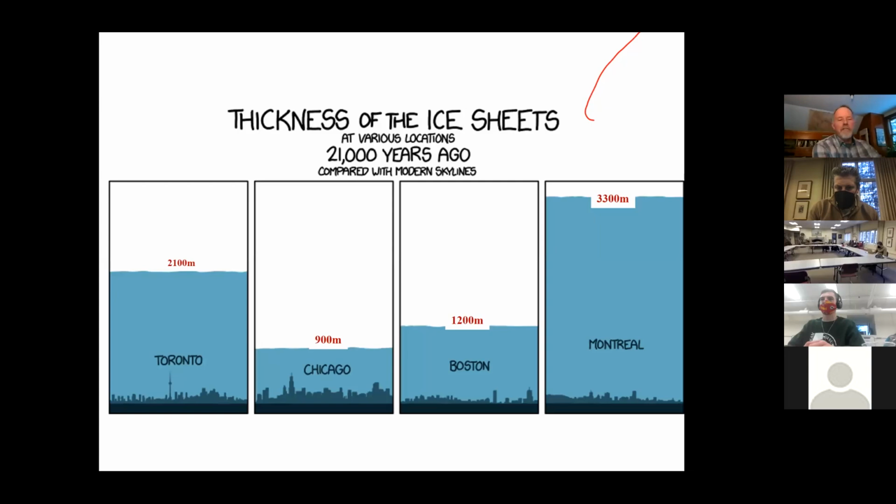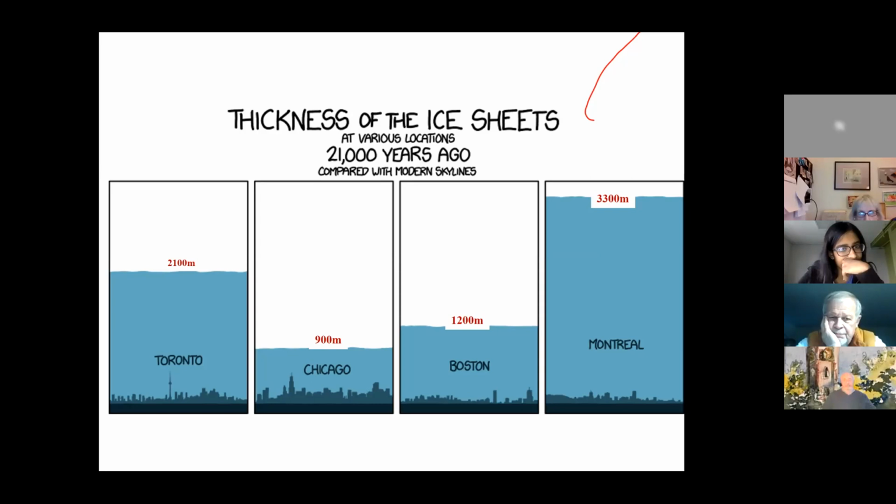Now, on the fringe of it, this is kind of a fun graphic because it gives you a sense of how thick the ice was, even on the margin of the ice, during the last glacial maximum, with cities that we're very familiar with. At Toronto, the ice was about 2.1 kilometers thick. Chicago was buried under about 900 meters of ice, or 2,500 feet, something like that, a half a mile thick. Boston, 1,200 meters of ice, and Montreal, they would have been locked in the deep freeze for sure at 3,300 meters of ice.